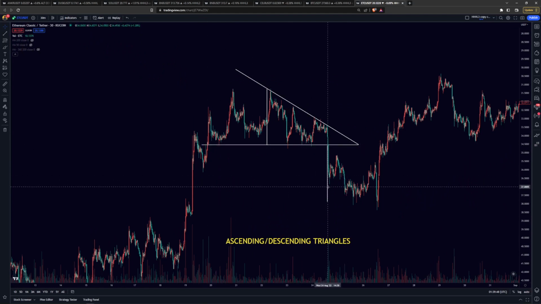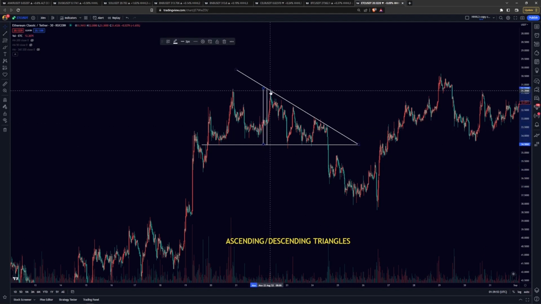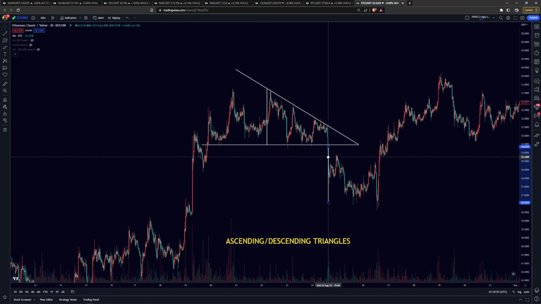So the measured move again is the depth of the pattern. So from this peak inside here, where you had your first touch, then you measure it down to the breakout point, and that'll give you a measured move for an ascending triangle or a descending triangle.